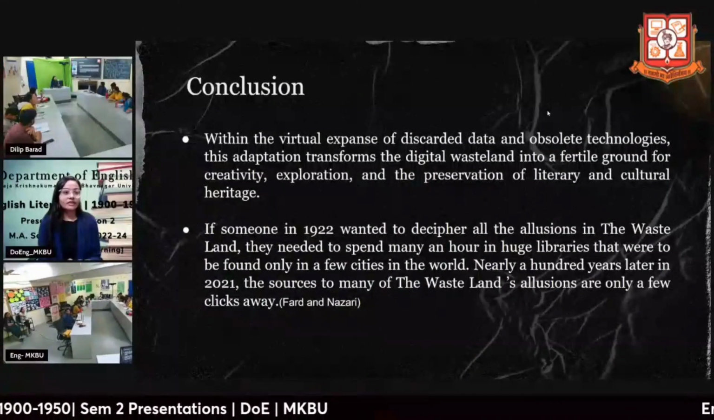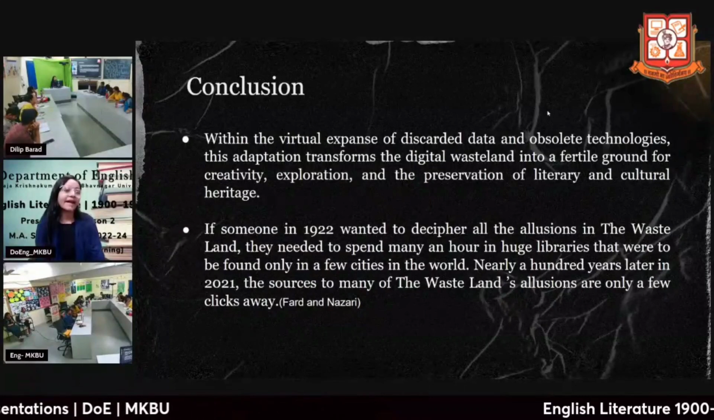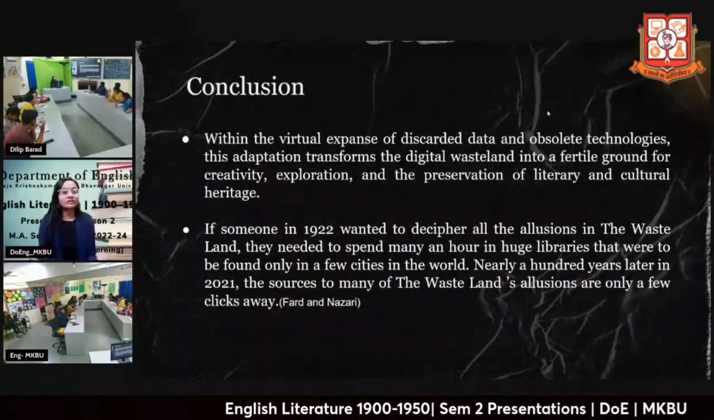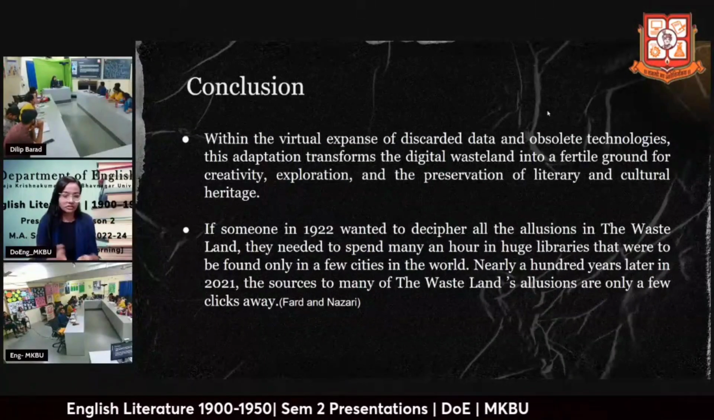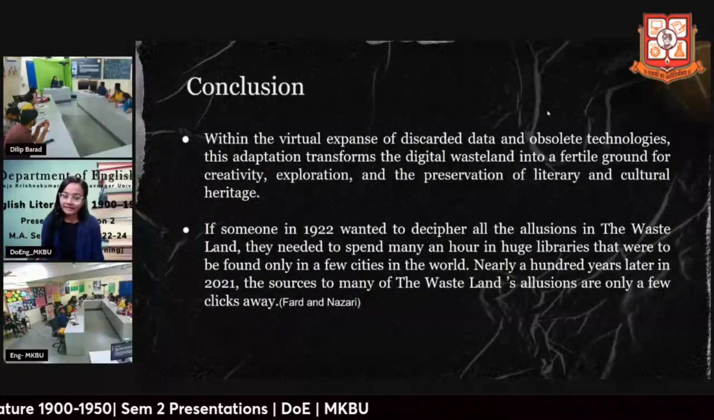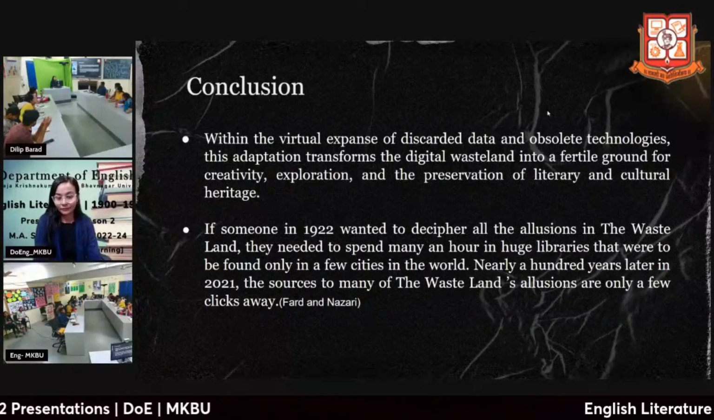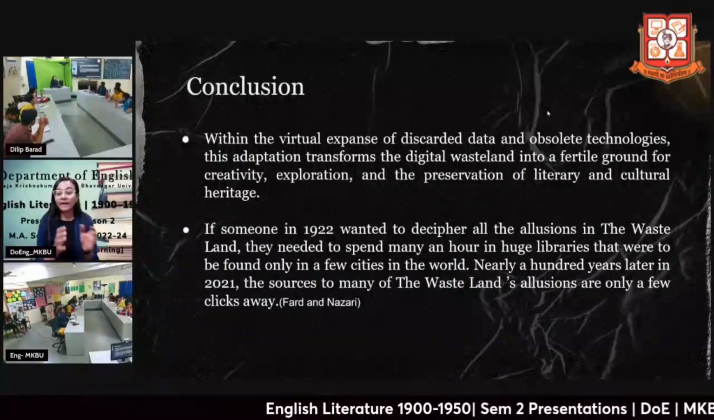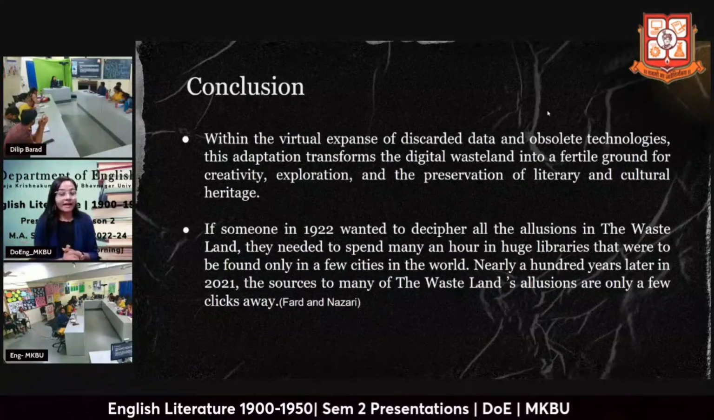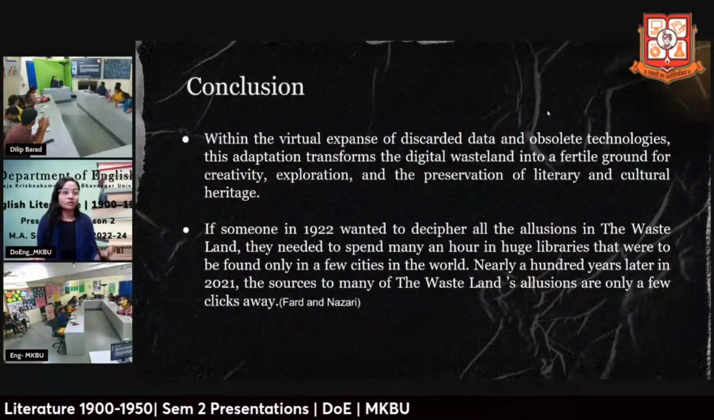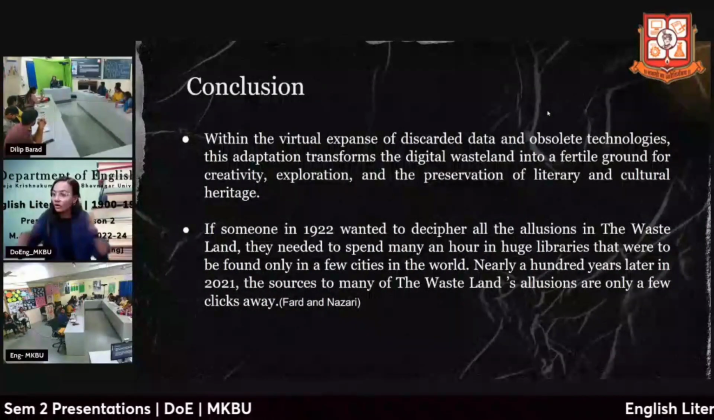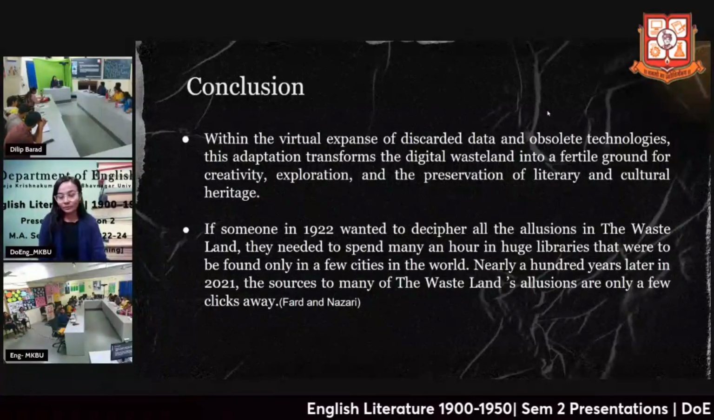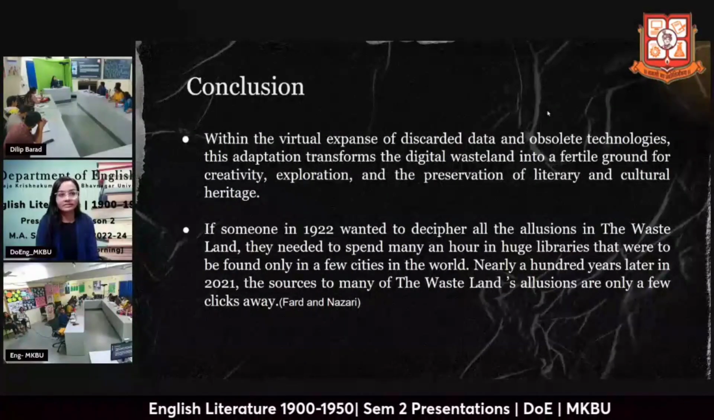So in conclusion, within this virtual expanse of technologies, The Waste Land has become much easier to understand because of the hypertext version of the digital Waste Land. Critics have already mentioned that in 1922, anyone who wanted to decipher all the allusions in The Waste Land needed to spend many hours in huge libraries, which were to be found only in a few cities in the world. So it was not possible, because to find all the allusions you had to go through multiple libraries and multiple books in 1922. But for present readers and present scholars, it is easy.